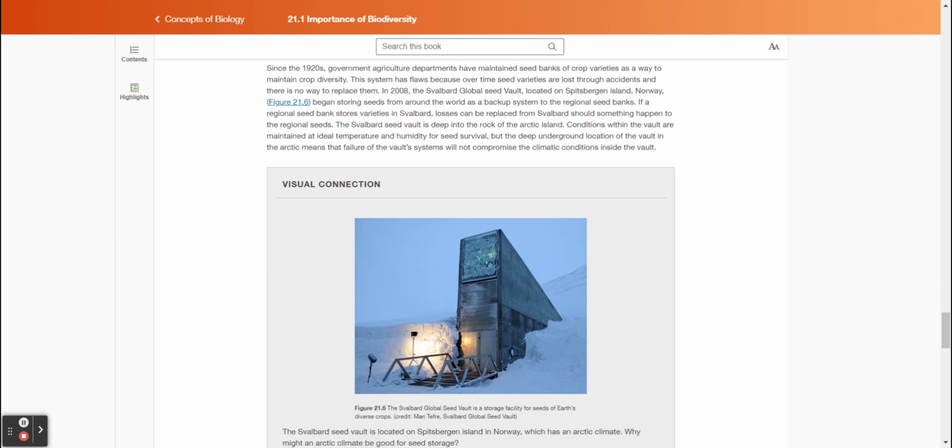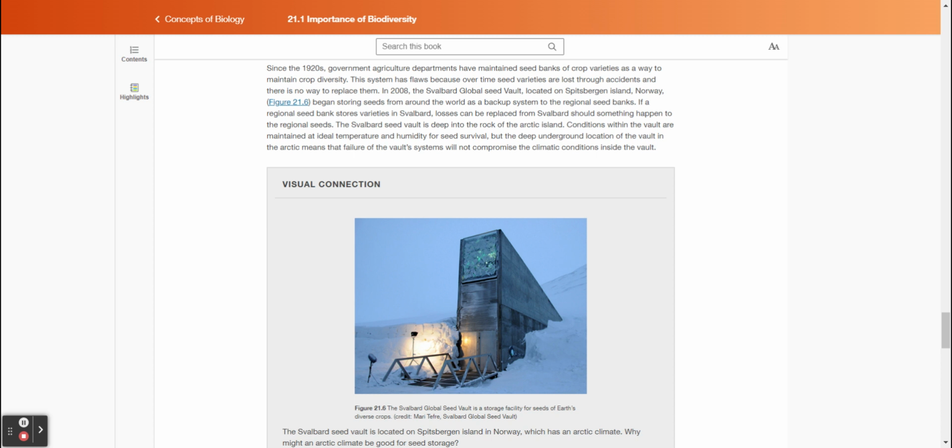Since the 1920s, government agricultural departments have maintained seed banks of crop varieties as a way to maintain crop diversity. This system has flaws because over time, seed varieties are lost through accidents and there is no way to replace them. In 2008, the Svalbard Global Seed Vault, located in Spitsbergen Island, Norway, began storing seeds from around the world as a backup system to the regional seed banks. If a regional seed bank stores varieties in Svalbard, losses can be replaced from Svalbard should something happen to the regional seeds. The Svalbard seed vault is deep into the rock of the Arctic island.